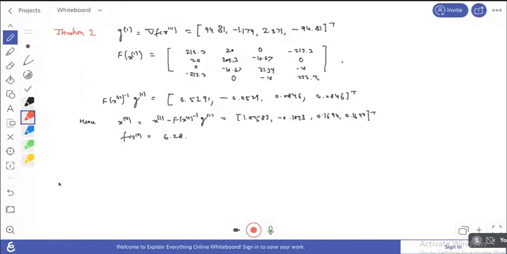Now go for the last iteration, that is the third iteration. In the third iteration, what is the value of g2? So the g2 value is 2809, minus 3475, 7031, minus 2808, transpose. And what is the value of the Hessian at that point?